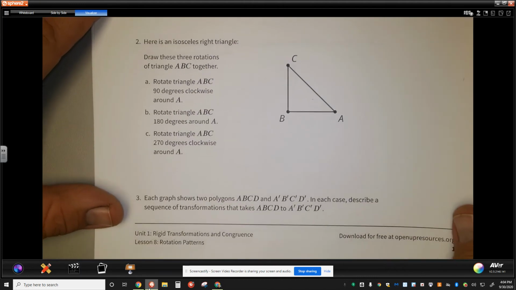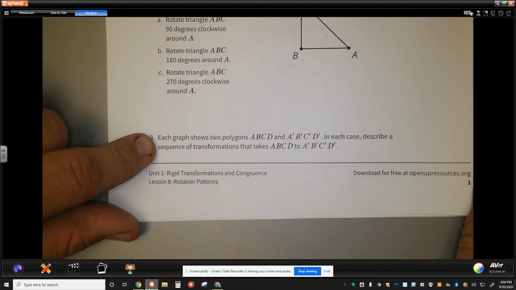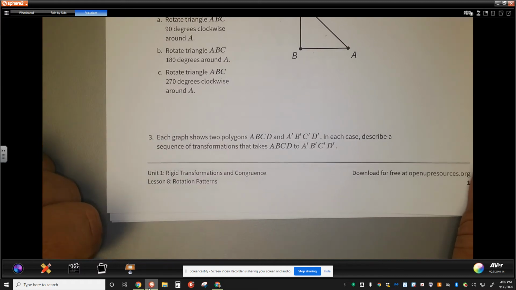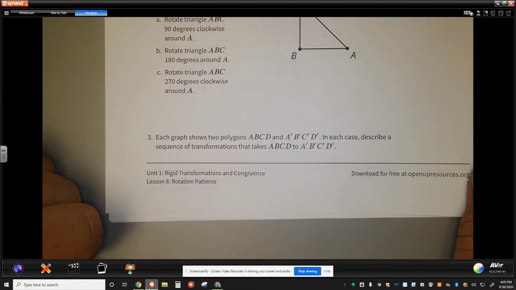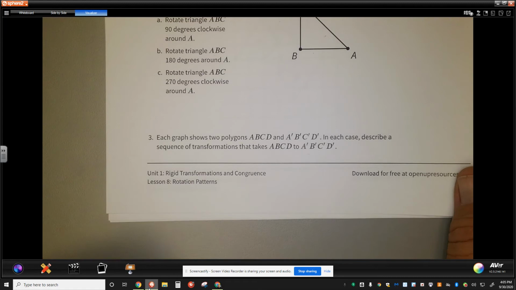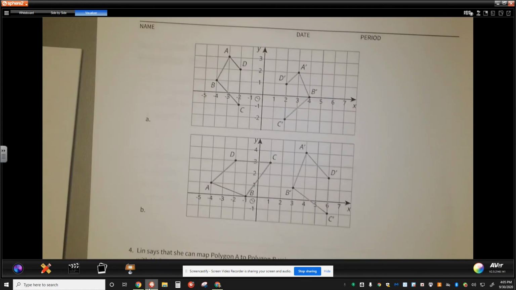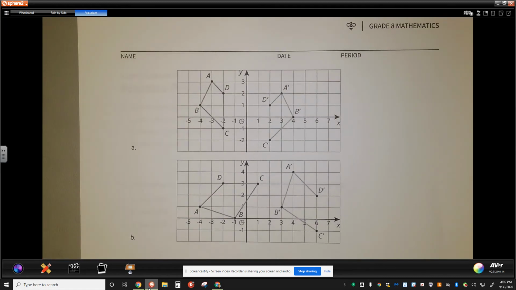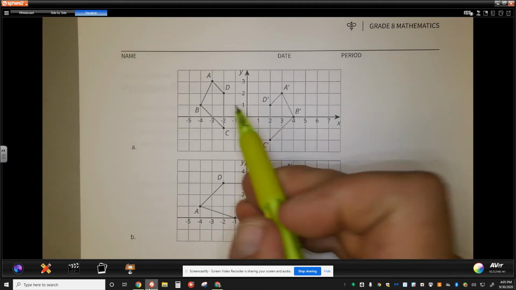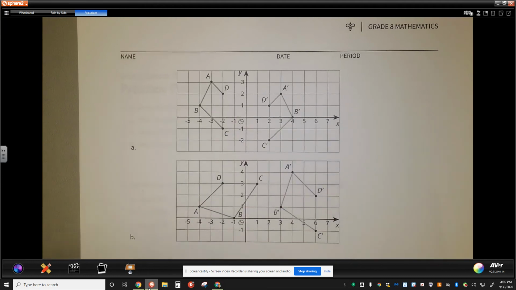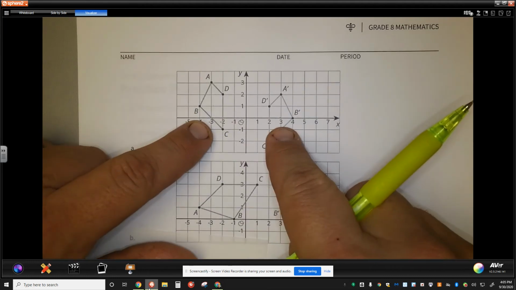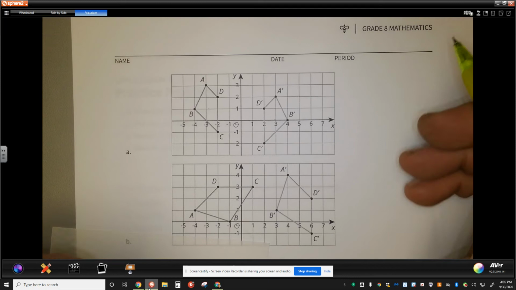The next piece talks about each graph. So each graph, on the next page, shows two polygons A, B, C, D, and A prime, B prime, C prime, D prime. In each case, describe a sequence of transformations that maps the original to its image. So, first thing that we want to do is double check. They're telling us that there is a rigid transformation here. So we're going to talk about a sequence of transformations that maps this figure to this figure. The very first thing that I see when I look at this one is two pieces of a heart.